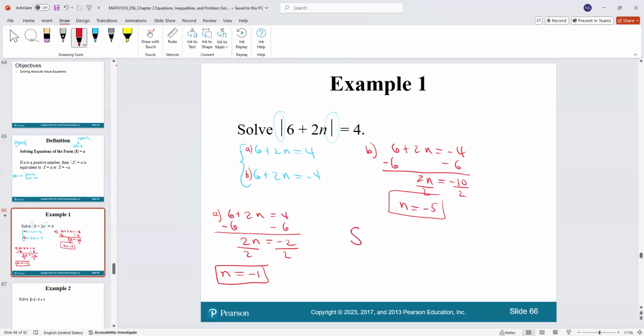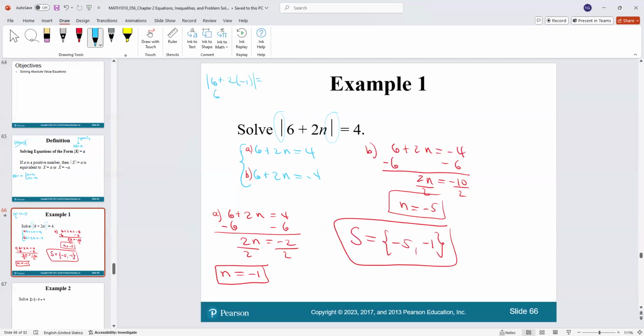You can write the solutions as negative 5 and negative 1. I try to put the smallest value first, okay? And of course, you can even verify it if you want. You said 6 plus 2 times negative 1 equal what? 6, absolute value, of course. 6 plus, no, 6 minus 2.